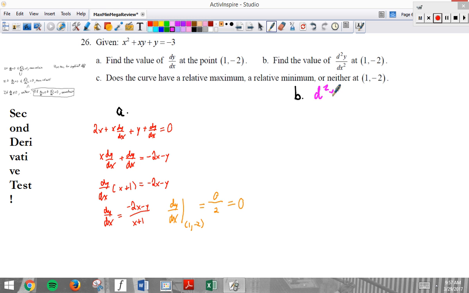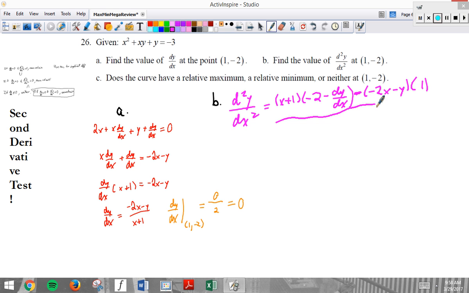So d squared y over dx squared equals low d high. Careful. More careful. Because of the chain rule again. I know that's the hard part for so many of you. Minus high d low. Look how I'm grouping it. Careful with that negative sign there. Derivative of the bottom is 1. Easy peasy. All over low squared.